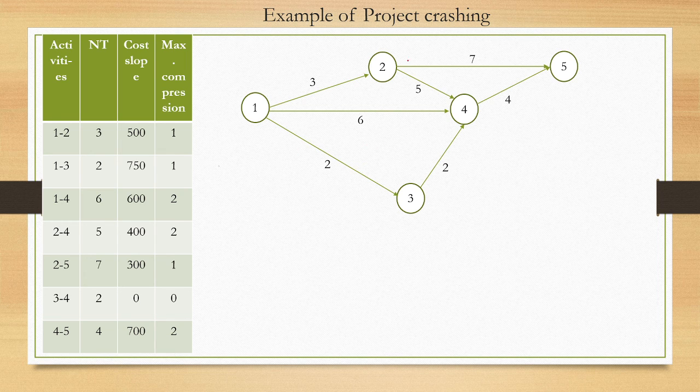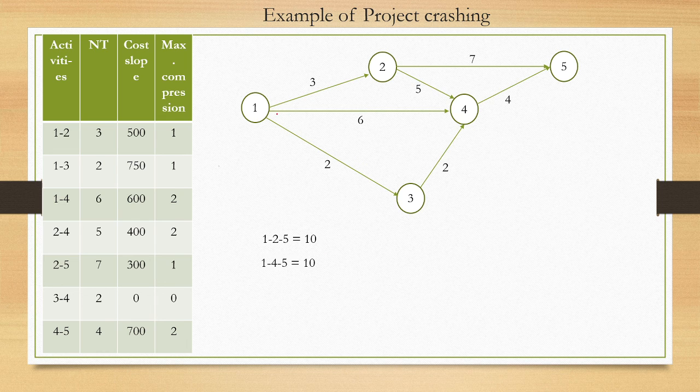Let's write down all the paths here. What is the first path? 1 to 2, 2 to 5. So this is one path, and the duration here is 3 plus 7, which is 10. What is the next path? 1, 2, 4, 5. Next path is 1, 4, 5, and another path is 1, 3, 4, 5.